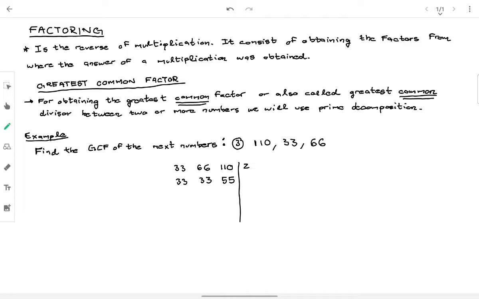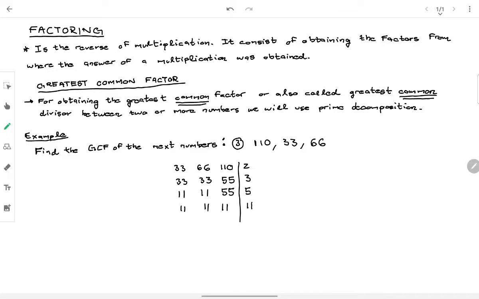Then 33 can be divided by 3, so it's going to be 11, 11, and 55. In this case, 55 wasn't divisible by 3, so it's not a common divisor, so we need to continue. We can continue with number 5, so it's going to be 11, 11, and 11. So the number 5 only divides 55, so it's also not a common factor.